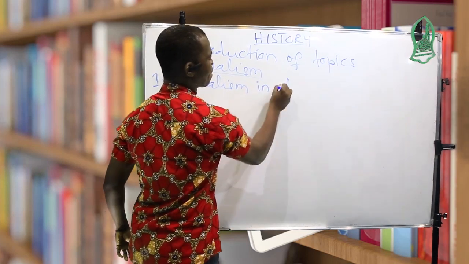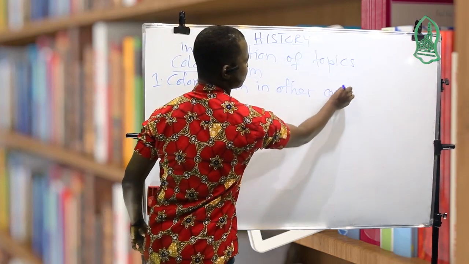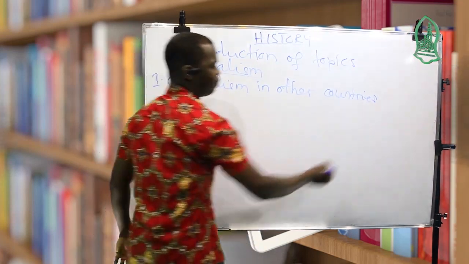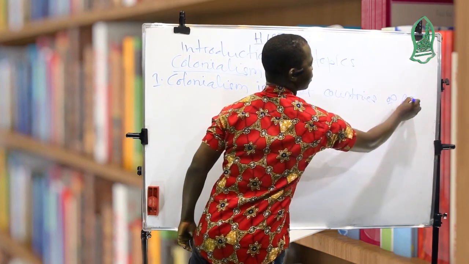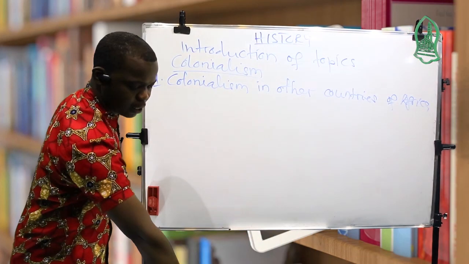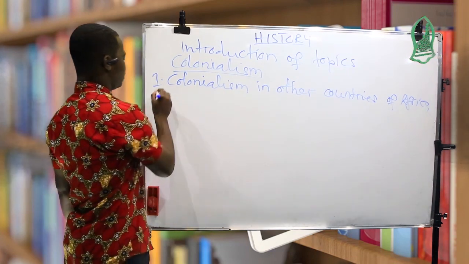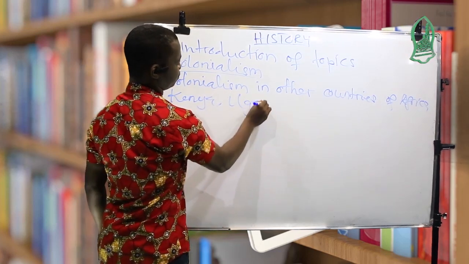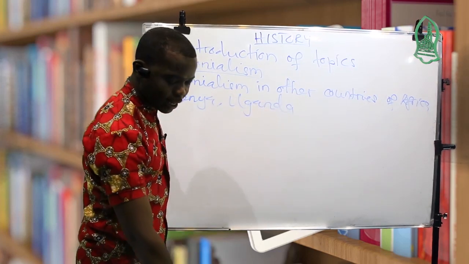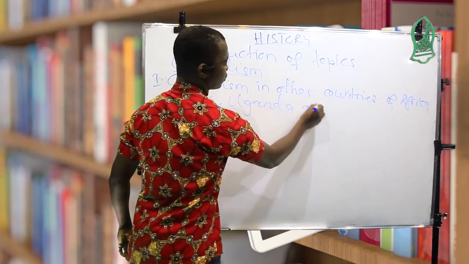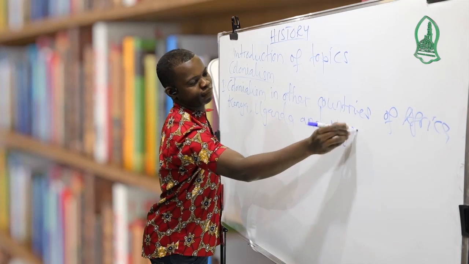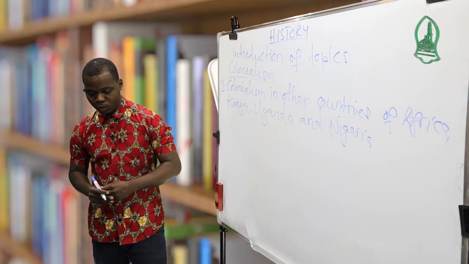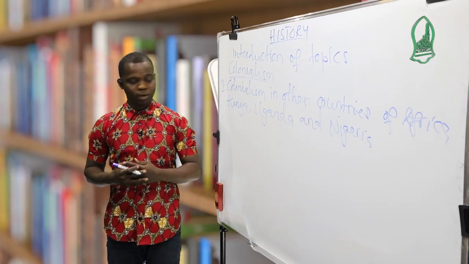In other countries of Africa, such as Kenya, Uganda, and Nigeria. Here we are going to see the colonial rule. Colonial rule, utawala wa kikoloni.